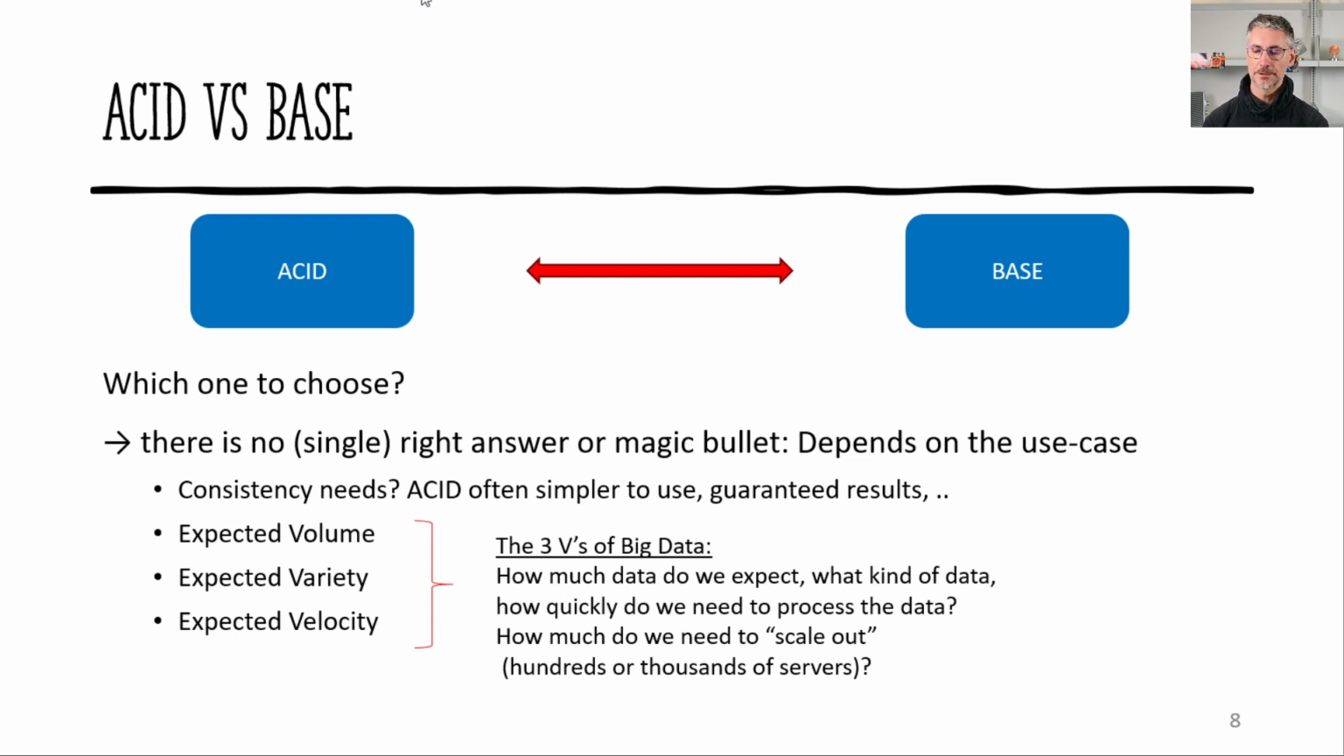So here you need to think about these 3 V's of big data. How much data do we expect? What kind of data do we have? How quickly do we need to process the data? And how do we need to scale out? Maybe we have hundreds or thousands of servers?